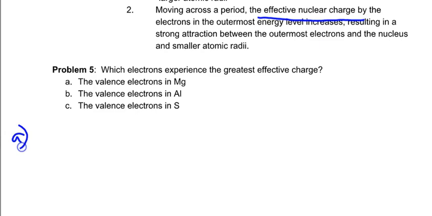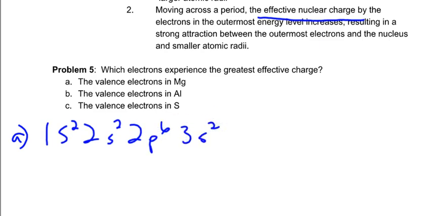So let's look at A. We're talking about the valence electrons in magnesium. You don't have to do this for all, but I'm just going to prove a point, okay? So let's go back and look at the electron notation, or the electron configuration. For magnesium, we start off with 1s2, 2s2, 2p6, 3s2, okay? So where are my inner electrons?